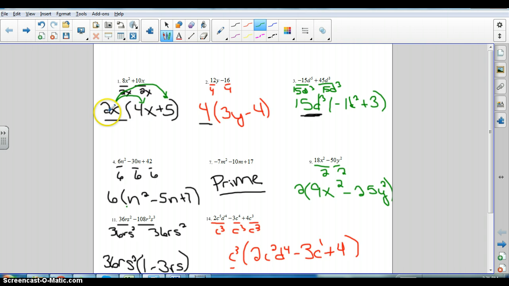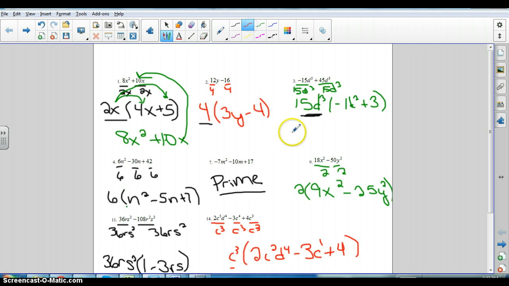2x times 4x. 2 times 4 is 8. In x times an x, we add our exponents, so 1 and 1, so I have x squared. 2 times 5 is 10. X times nothing here gives me an x. Does that match this one? Yes, so I did it correctly.